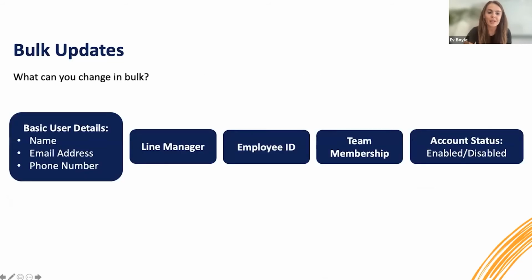And this would include details such as name, email address, phone number, if you're updating bulk line managers or employee IDs, team membership, and then also it allows you to enable and disable users in bulk, as I said, up to 5,000 users. So really, really useful. It'll save admins a lot of time and a lot of energy. And I'm now going to hand it back over to Ranga, who's going to take you through our very exciting application marketplace.